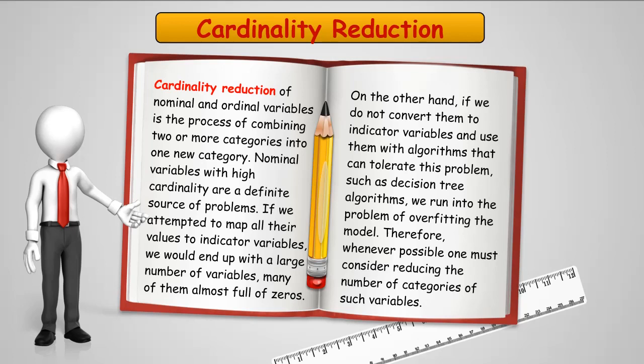On the other hand, if we don't convert them to indicator variables and use them directly as continuous variables, for example, and try to use a decision tree algorithm, well then we run into the very real problem of overfitting, the process whereby the model simply memorizes the data. It doesn't truly see the patterns in the data. Therefore, whenever it's possible, you should consider reducing the numbers of categories of variables.